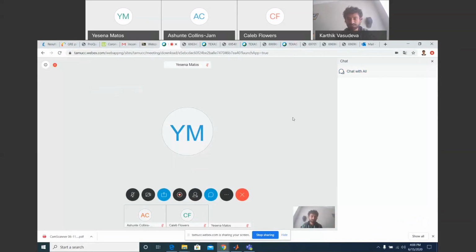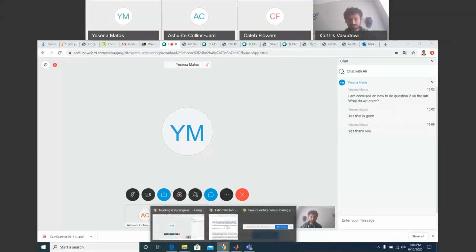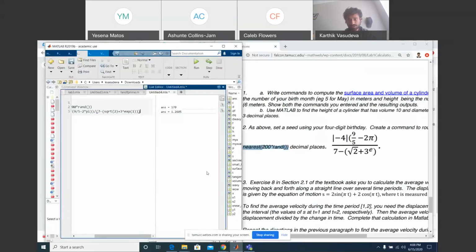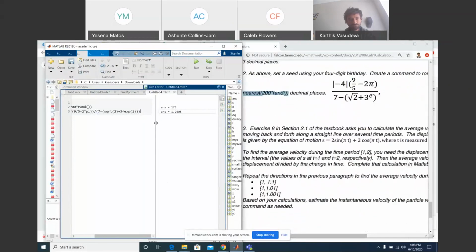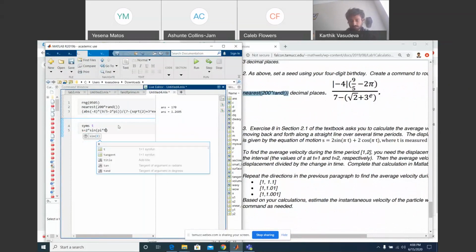I'm going to share that file. Yeah. So for question 3, it's as simple as that again. Let me show you that. First, let me break this section. You have to define S and T, so SYM S T. Then your equation is S is equal to 2 times sine of pi times t plus 2 times cosine of pi times t.